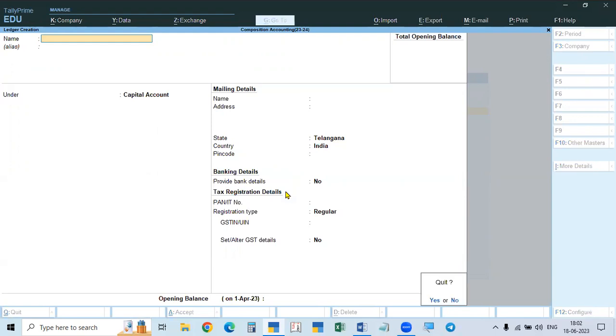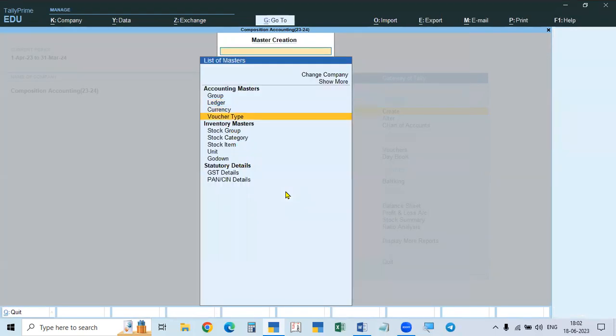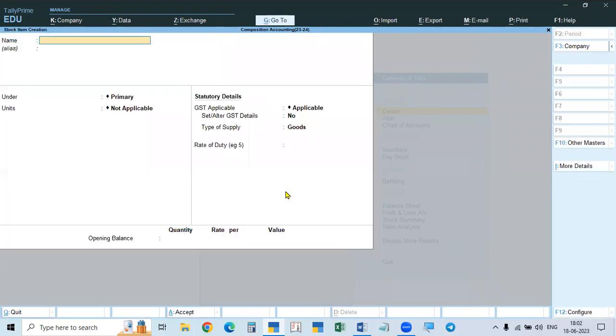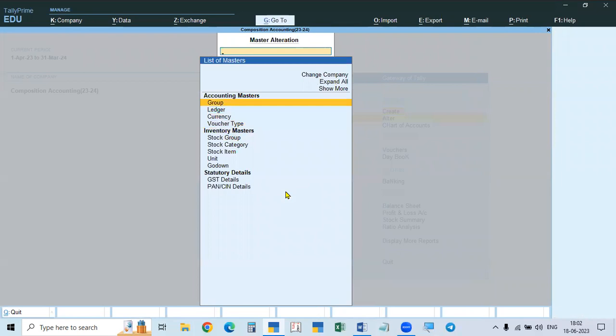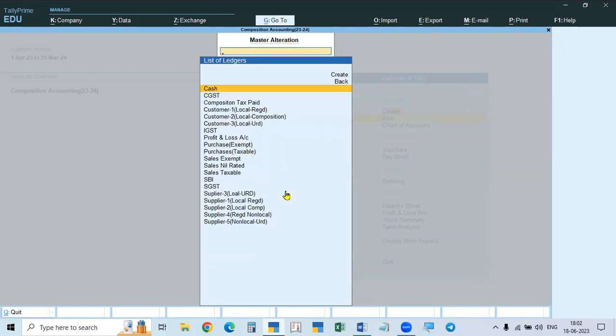I created these already. And then you have to go to inventory masters. Here you have to create all the stock items and you have to mark them exempt or taxable. This I already created. That's why I'm going to alter. If you go to alter, you can see all of them. If you want to create a new one, you can create. So go here, take ledger. So we have created all this.